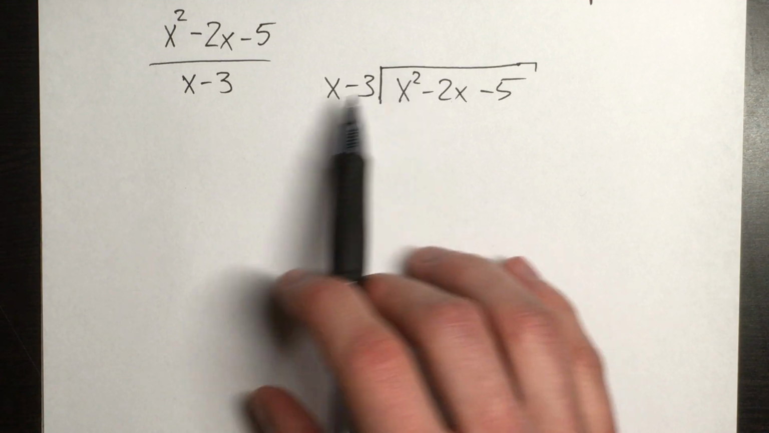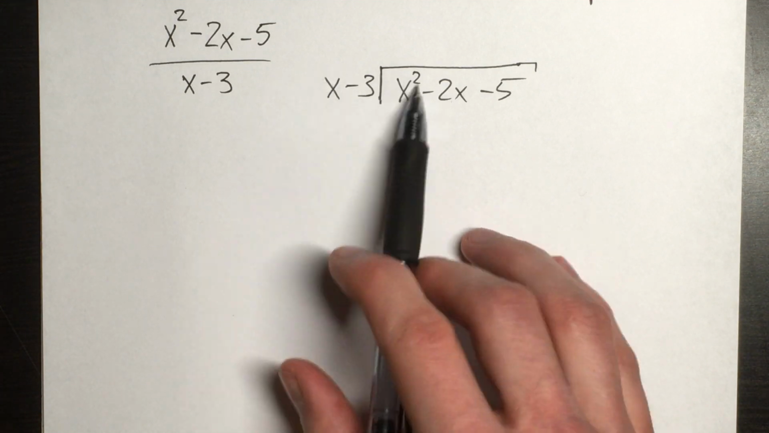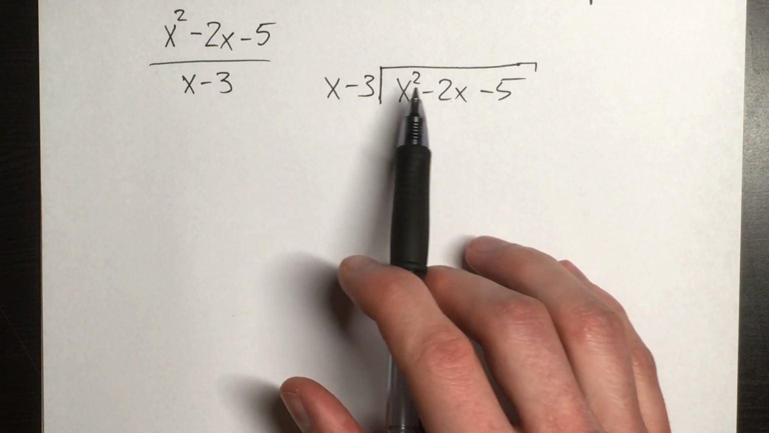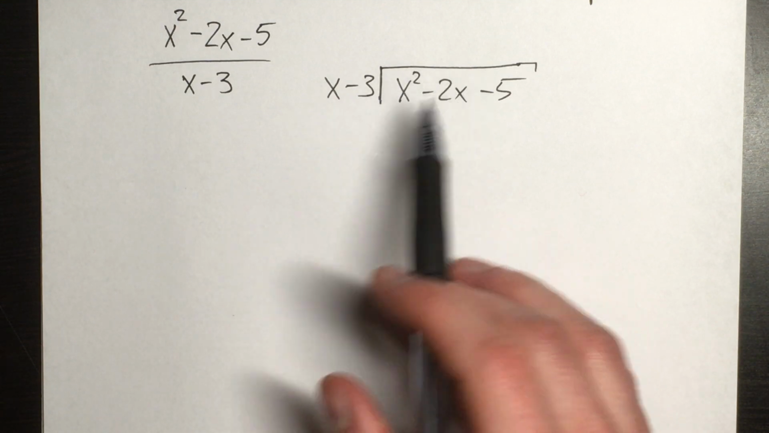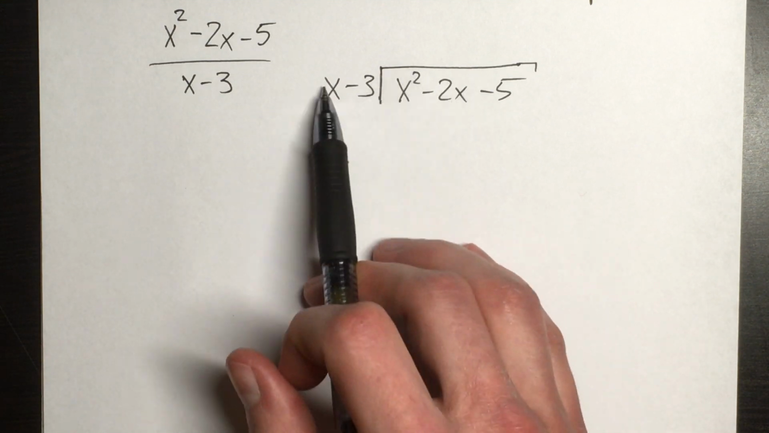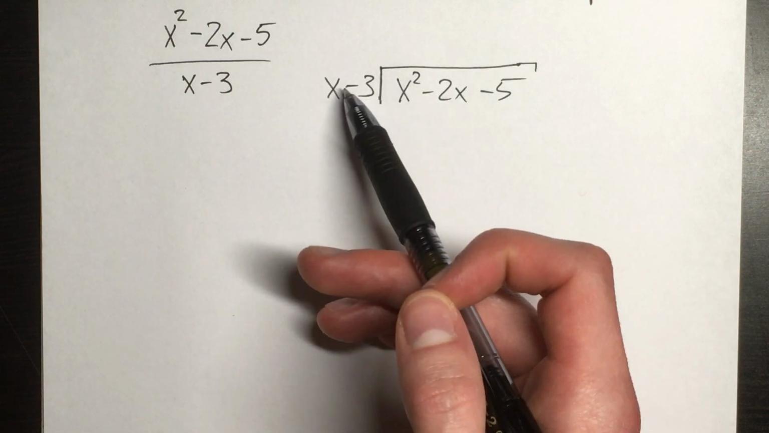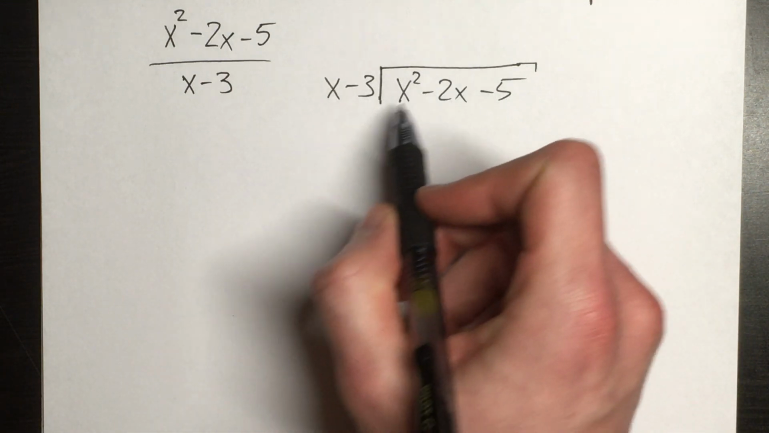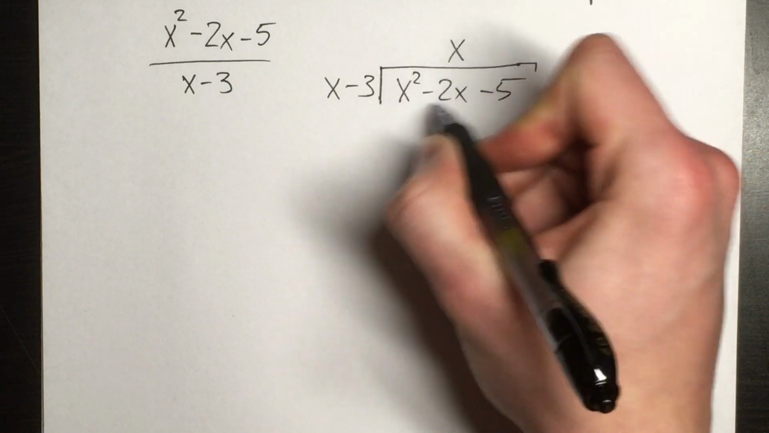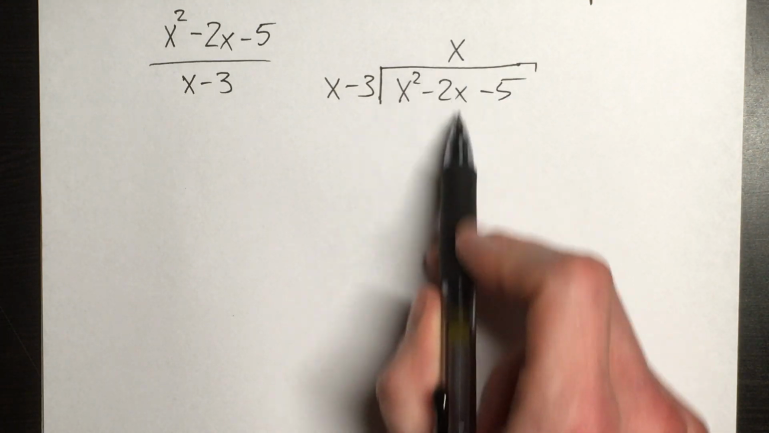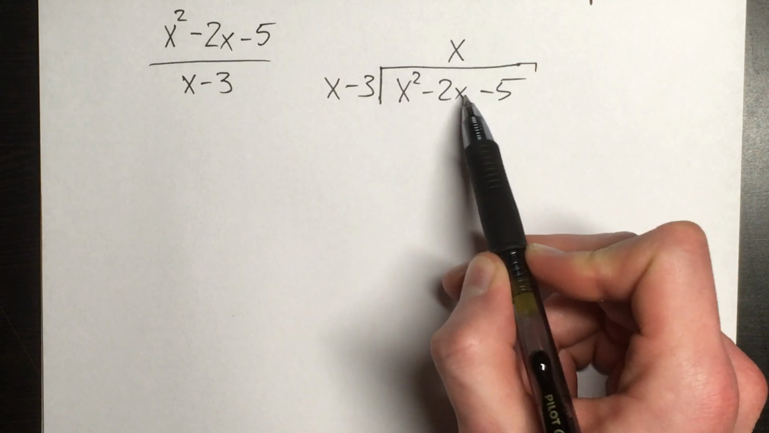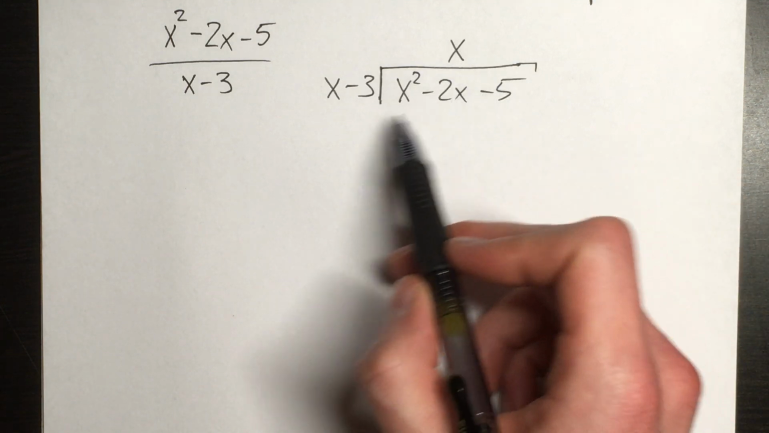You start off by asking, how many times does this highest term go into this highest term? In this case, that's x, since x times x is x squared. So x goes into x squared x times. Alternatively, x squared divided by x is just x. So we put x right here, above the column with just the x to the 1 power. And then how do we proceed?